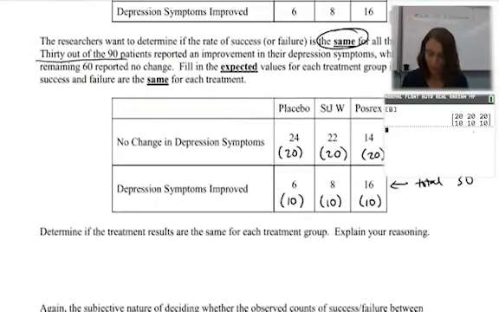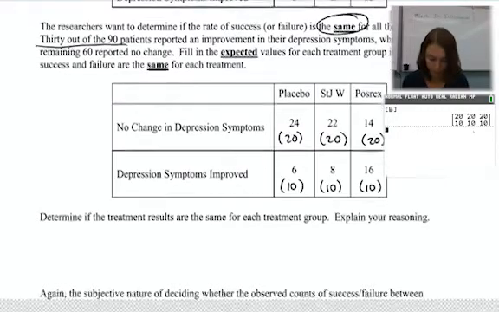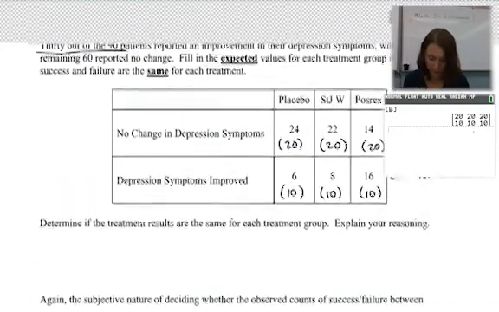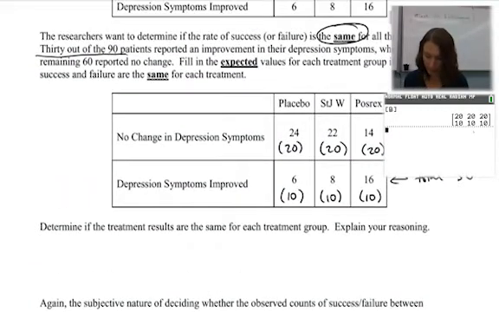And then for showing your work, it's really important that you put all the expected counts into your table. You can do that by just putting them in parentheses, as you've seen me do it here. Now it says, determine if the treatment results are the same for each group. Explain your reasoning. Well, this kind of question, if we don't do a test, is pretty subjective.